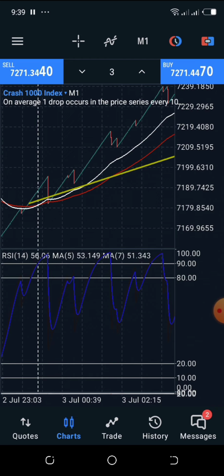Now at the beginning of the day, the fourth thing rather, at the beginning of the day, we are going to be looking out for the point at which our indicator touches level 100.